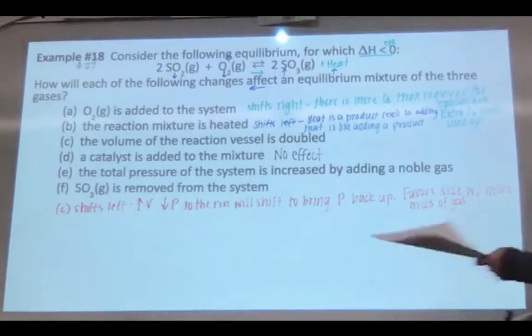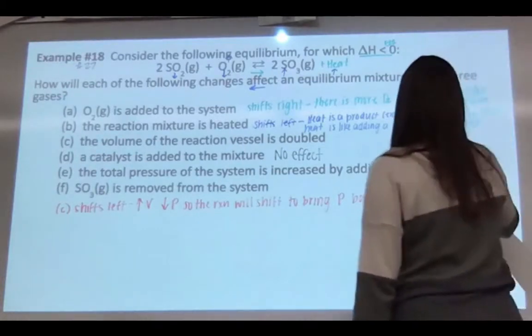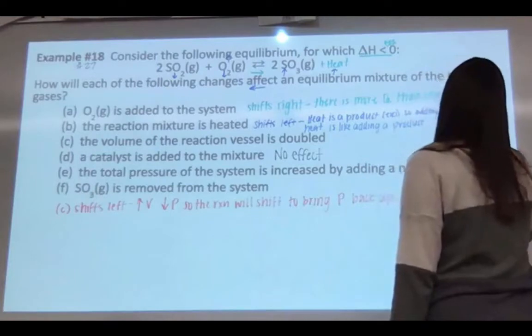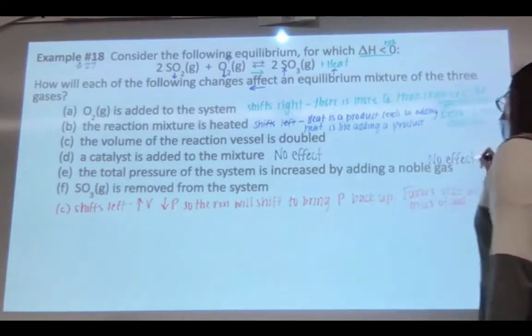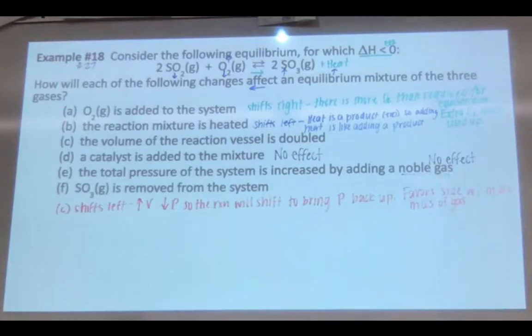So then E, the total pressure of the system is increased by adding a noble gas. Now this is a little tricky, but this one's also no effect. Because it's a noble gas. Noble gases are inert. Noble gases do not react. So this is going to be no effect.